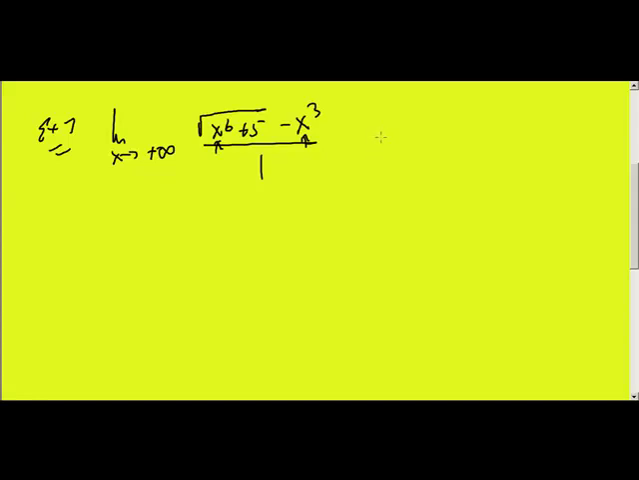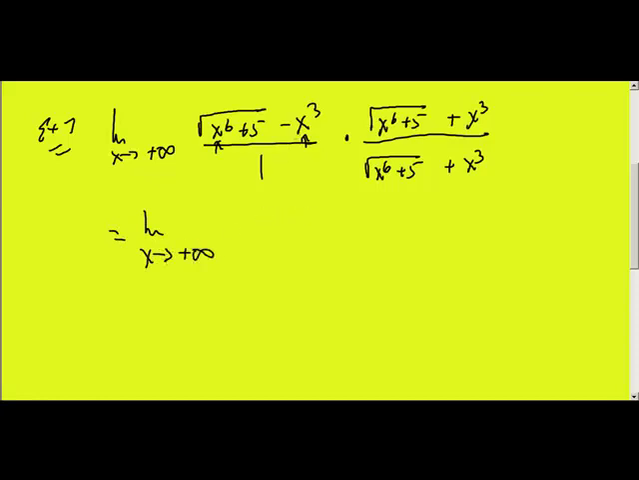So what I have to do is rationalize my numerator. Instead of the denominator, I'm rationalizing the numerator. So it'll be square root of x to the 6 plus 5, my plus x to the third, and multiply the denominator by the same thing, square root of x to the 6 plus 5 plus x to the third. So I have a limit as x goes to positive infinity. Top is a difference of two squares, so I'm going to get x to the 6 plus 5 minus the second term squared, which is x to the 6th. All that over square root of x to the 6th plus 5 plus x to the third.